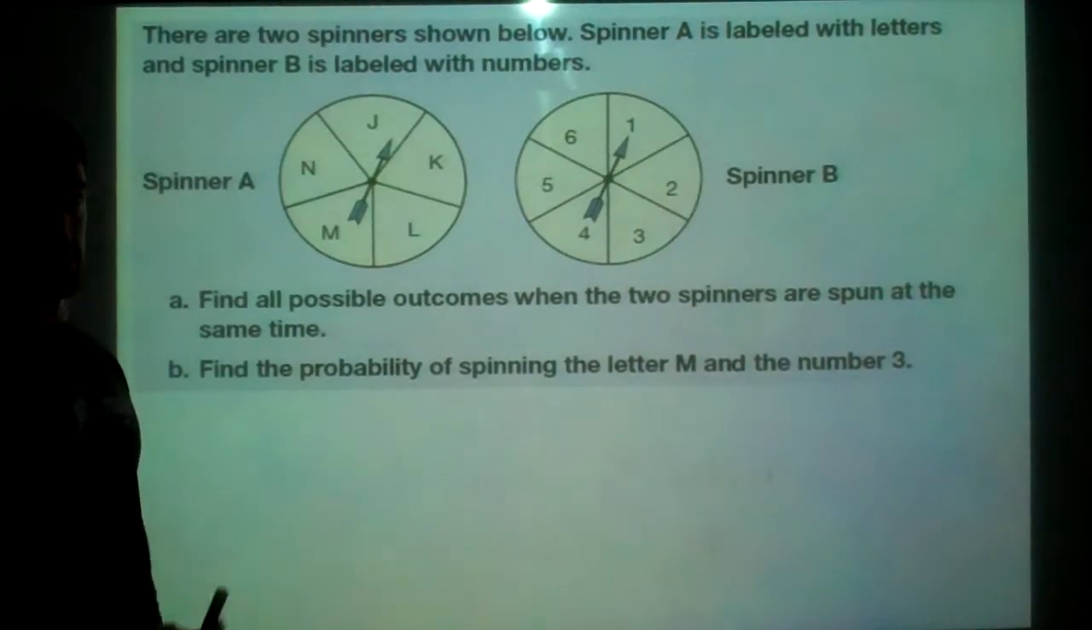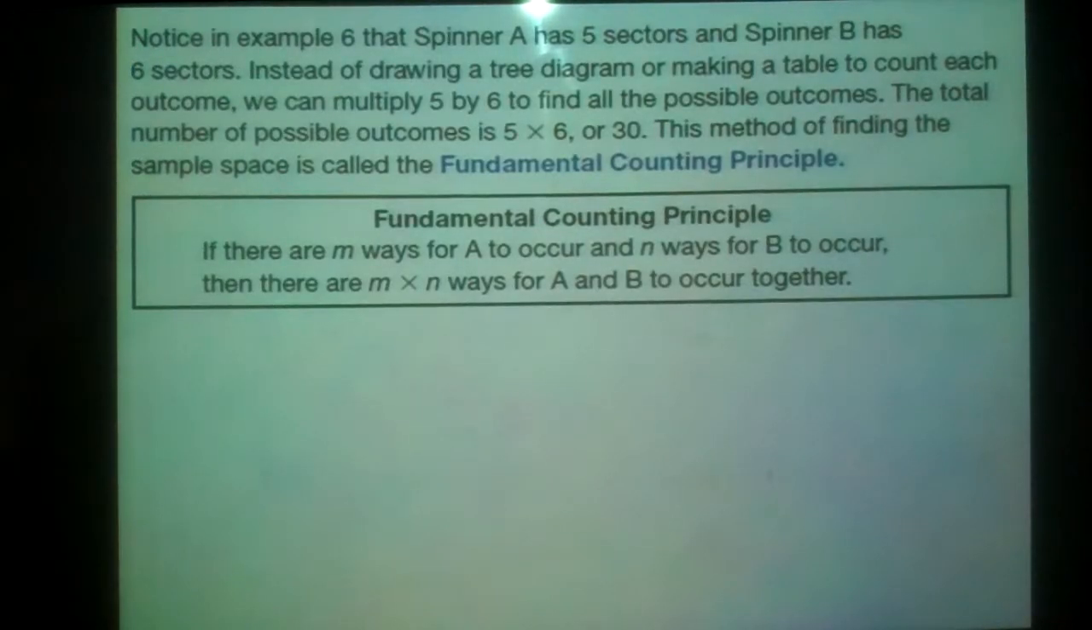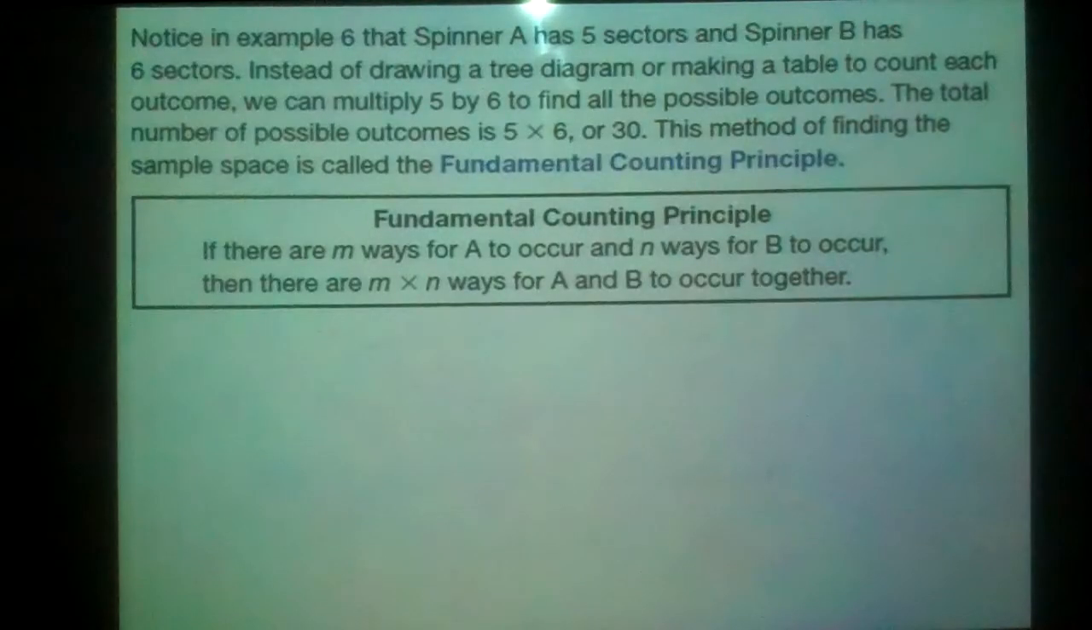This one has a lot of outcomes. And what I'm going to do is show us the shortcut here. And that is right here, and we'll go back to it. So, in example 6, that's the one we're working on. Spinner A had 5 sectors, spinner B has 6 sectors. We could draw a tree diagram out, and that would take quite a while, but we would find out that we would get 30 outcomes.